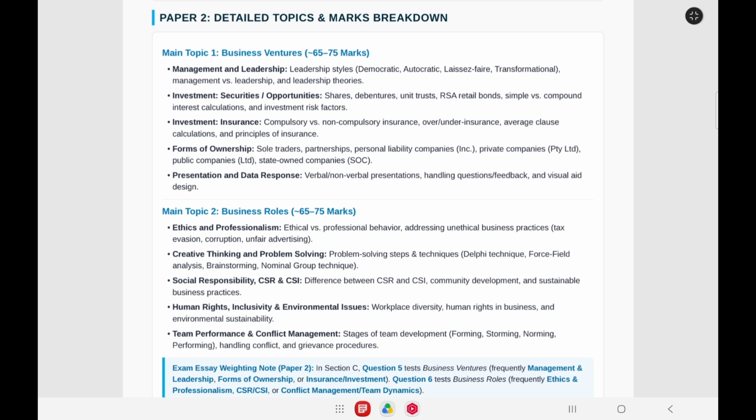For paper 2, let's see which topic should you do. Always master your business roles first. Okay, it's worth about 65 to 75 marks. You can start with creative thinking and problem solving. You can do ethics and professionalism, move to social responsibility, CSR and CSI, then human rights, inclusivity and environmental issues, then team performance and conflict management.